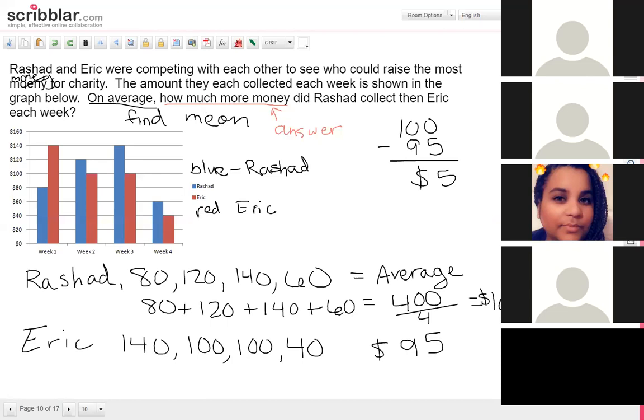So if this were one of those free response OGT questions, you do want it labeled. Labeled that you're doing Rashad's average and show the work. Eric, we would still need to show the work. We don't just want to write 95 without showing that we did. Sorry, I was doing Rashad's average again. Let's fix this. You would want to show the work for Eric. Equals 380 divided by 4.